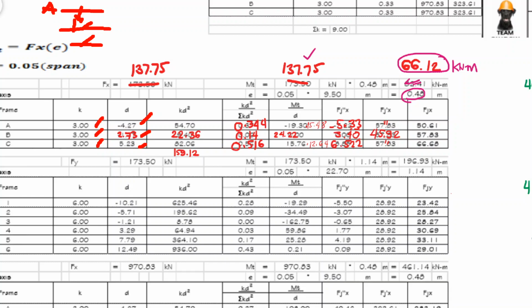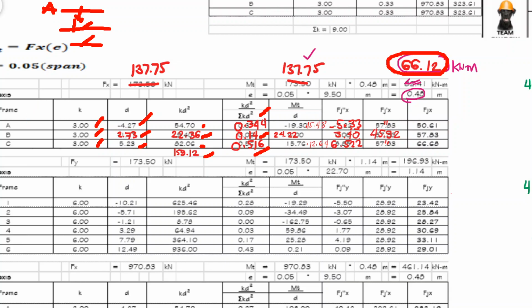Then you have the D. Multiply to get KD squared. Of course, square the D first before multiplying by K. You have this. Then find the summation of KD squared, 159.12. Then, like what you did earlier in the horizontal distribution, KD squared over summation of KD squared. So this is it: 0.344, 0.14, 0.516. Then we already know the MT, 66.12.